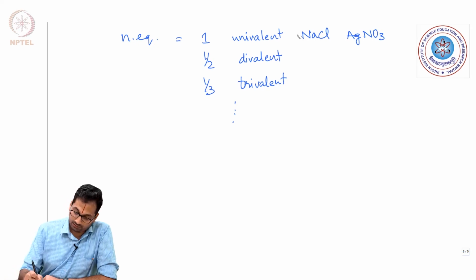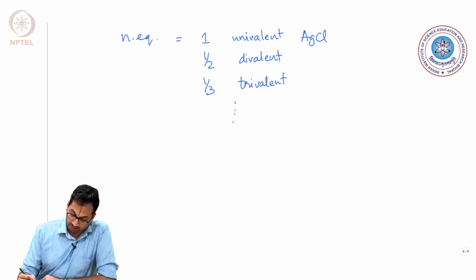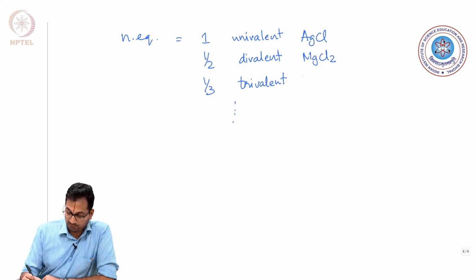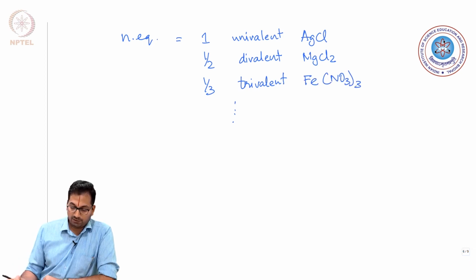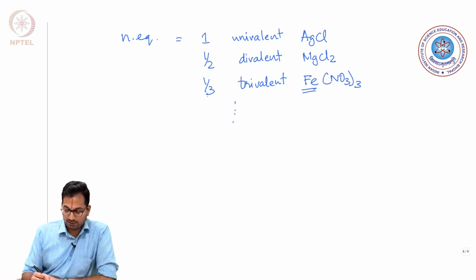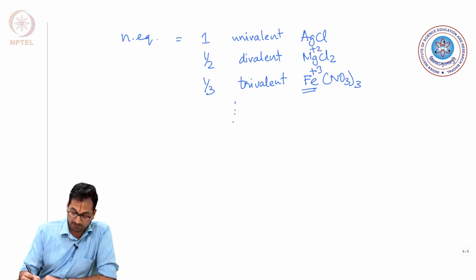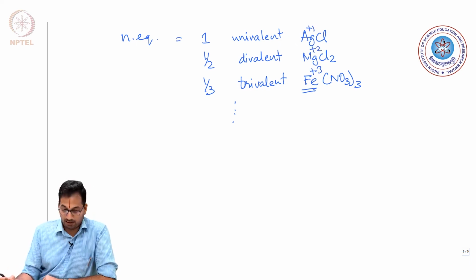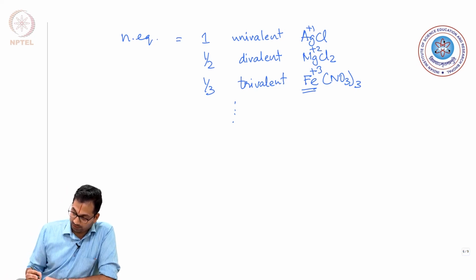So what do we mean by univalent? Let me give some examples. Univalent: something like silver chloride. Divalent, one can think of magnesium chloride. Trivalent, one can think of ferric nitrate. So here the equivalence of iron is going to be 1/3, because it is going to be present as +3, +2 and +1. Okay, so now let's try to generalize overall what is equivalent weight.